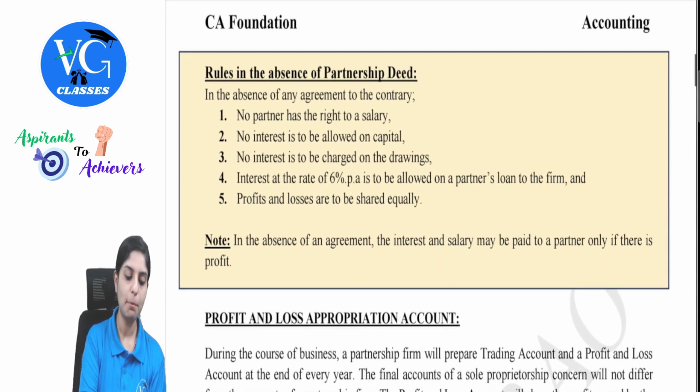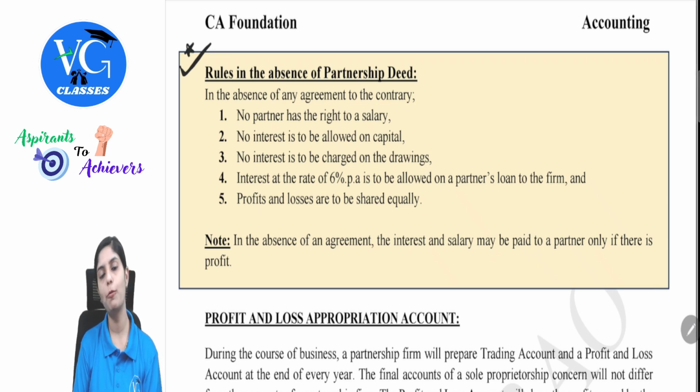Next point. This is an important theory question. Direct 5 marks or 4 marks you can expect if a theory question is framed. They can either test you on direct theory points which need to be addressed, or they can also frame it in a case law situation. How is that given? We will understand. First, let's understand the points here.